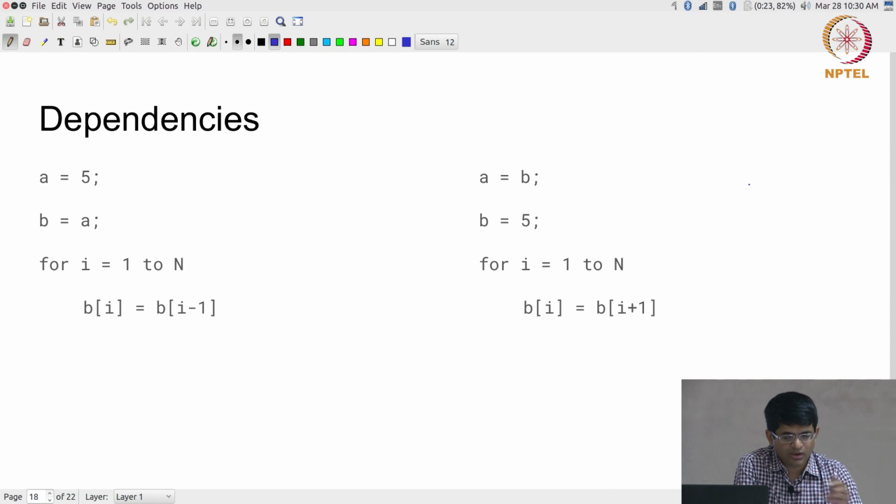Now, a word on dependencies. We need to understand this because it comes up both in the context of software as well as in hardware. Vivado HLS has a very strong usage of dependencies in order to do optimizations.